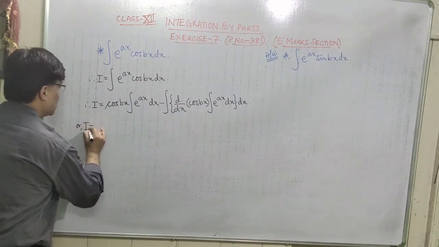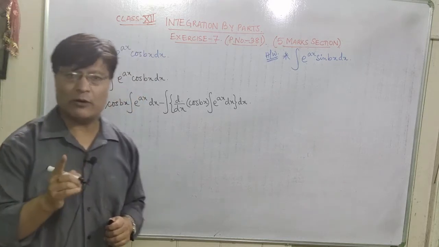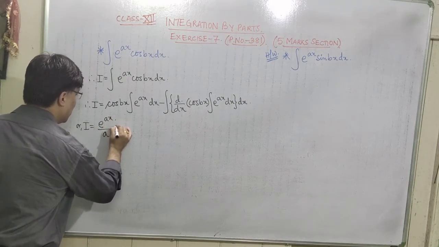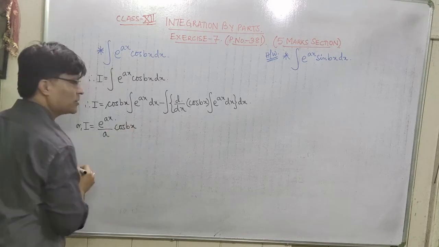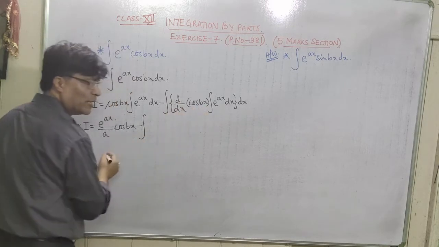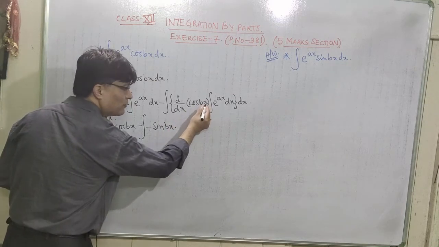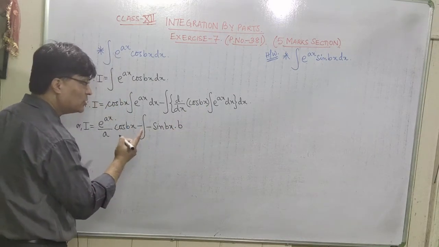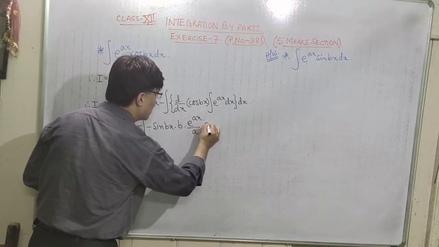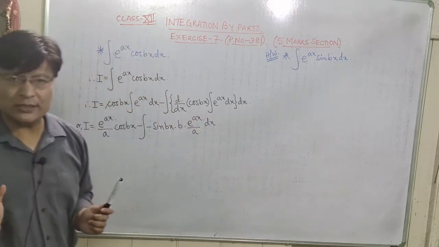Now let us first integrate e to the power ax dx. So what is integration of e to the power ax dx? It is e to the power ax divided by a into cos bx, right? So minus integration of, what is d by dx of cos bx? So it is minus sine bx into, what is the differentiation of bx with respect to x? That is your b, into what is integration of e to the power ax? E to the power ax divided by a, then what do we write? dx. So I think you have understood it, okay?